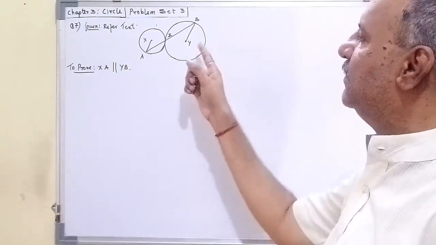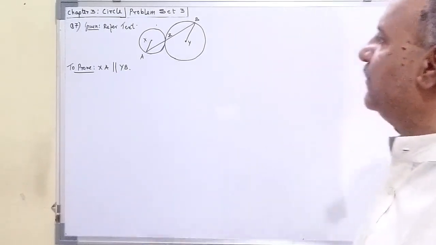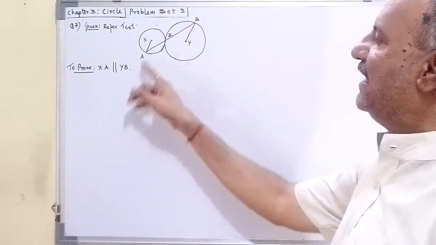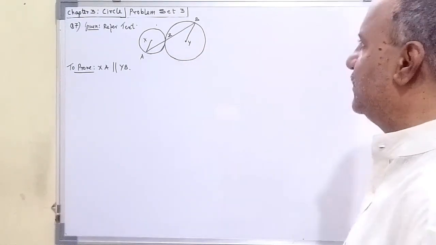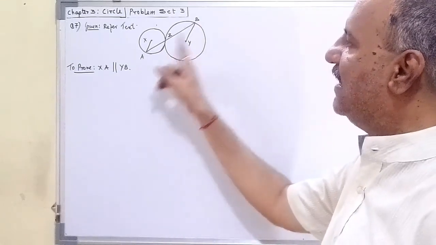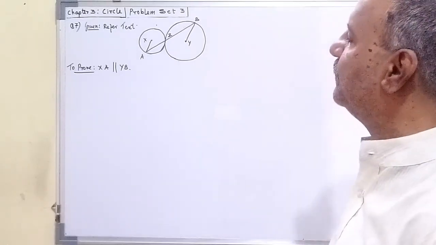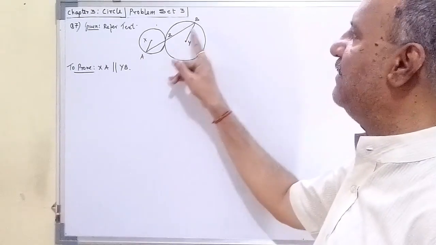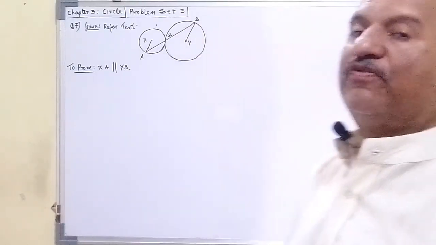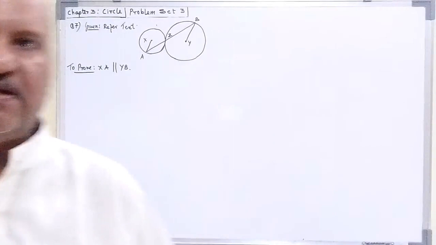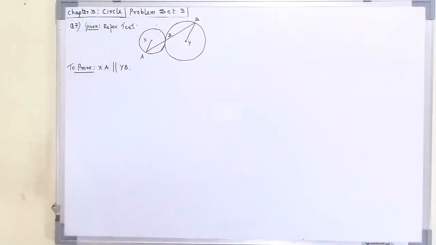देखो, these are two circles which are intersecting each other externally, बाहर से, at point Z. AX is the radius of the smaller circle, BY is the radius of the larger circle, and this is a line which passes through Z, meaning through point A and point B. So segment AB passes through the point of contact of the two circles. We have to prove XA parallel to YB.